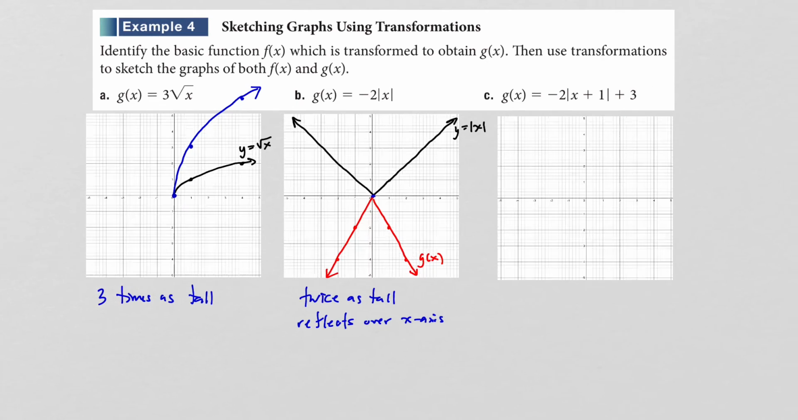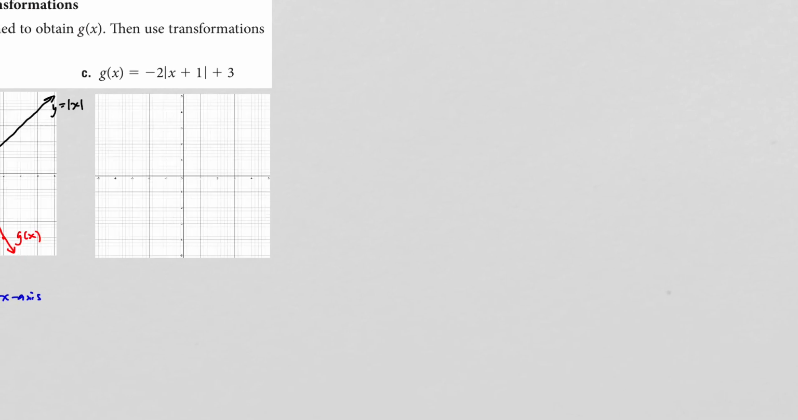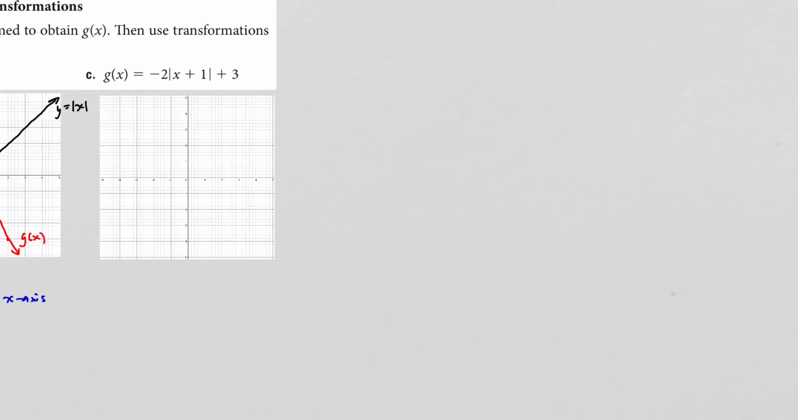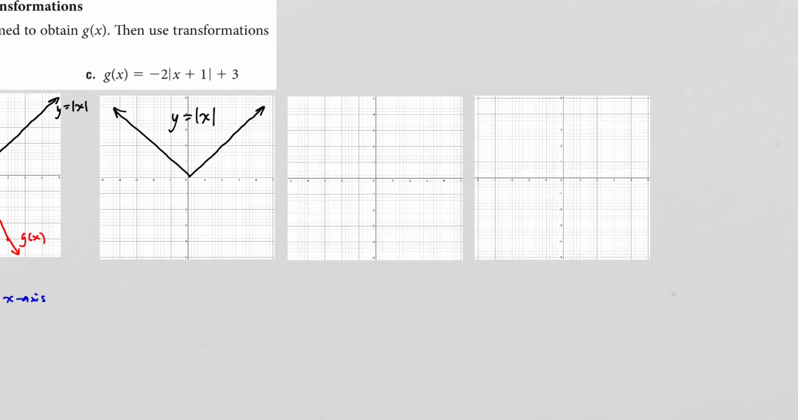So let's take a look at what happens to that, and we'll do this sort of in a sequence of events. So first, let's bring in the basic function. So here is what y equals the absolute value of x is going to look like. Now I'm going to do this in a sequence of events so it's a little bit easier to understand. Once you get the hang of this, you can do this all in one step.